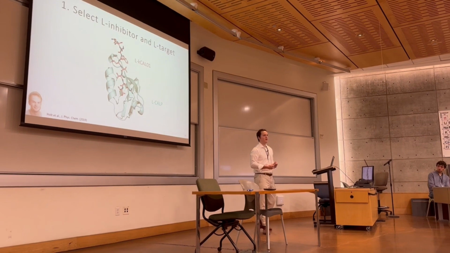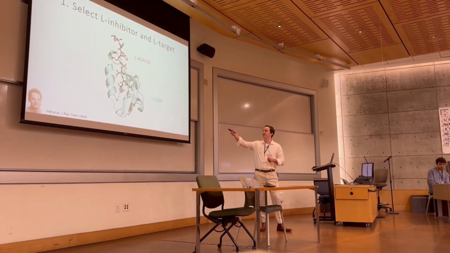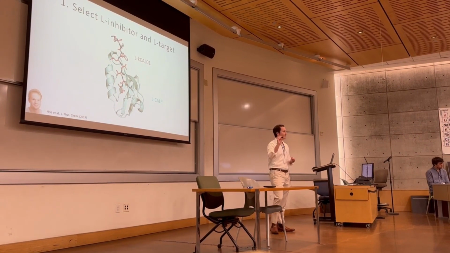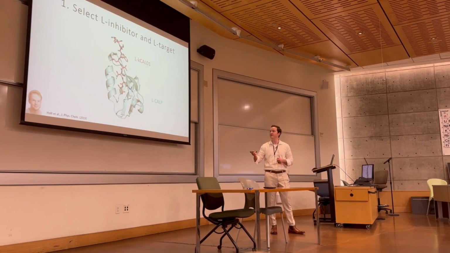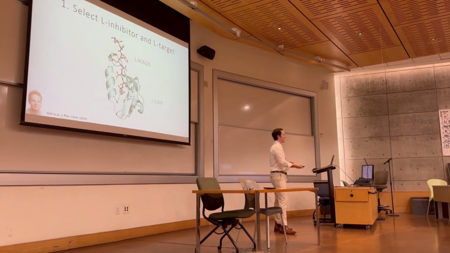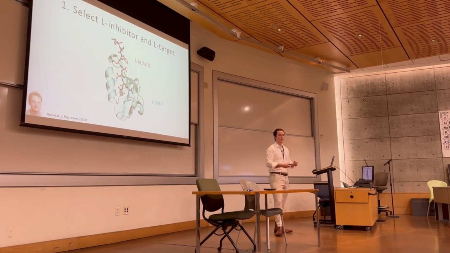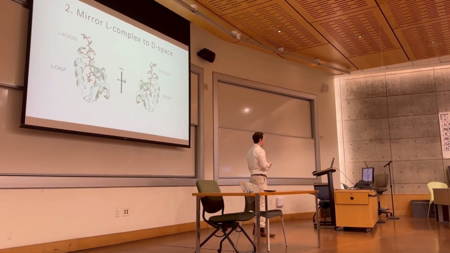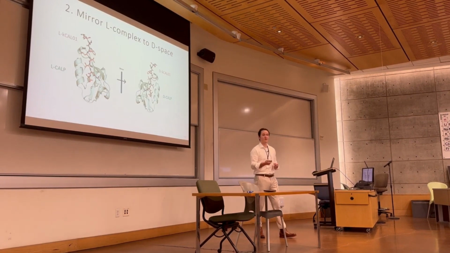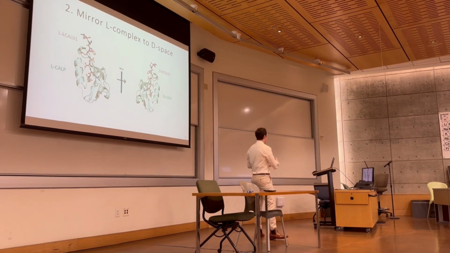So step one of DexDesign: select an L inhibitor and L target. Again, this is that PDB ID 6OV7 from the beginning of the presentation, KCAL01. We specifically selected this. We had published on this system previously. We understood where the hydrogen bonds were interacting. We understood what structure was going on. It would give us some evaluation metrics after we did some of these designs. So we selected this L inhibitor in combination with this L target. We mirrored it to D space. So now we have a D peptide in complex with a D protein.